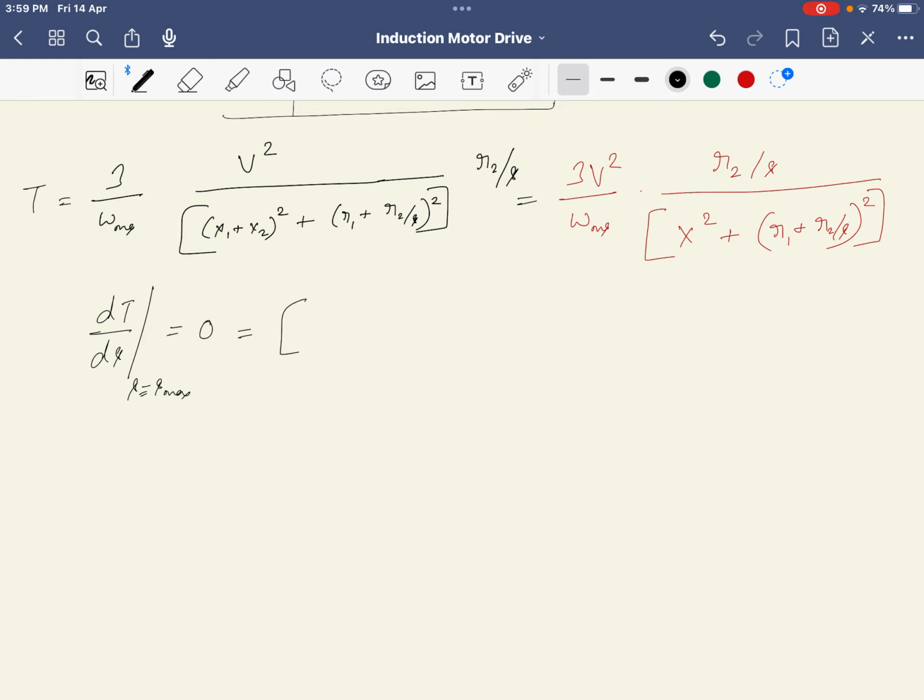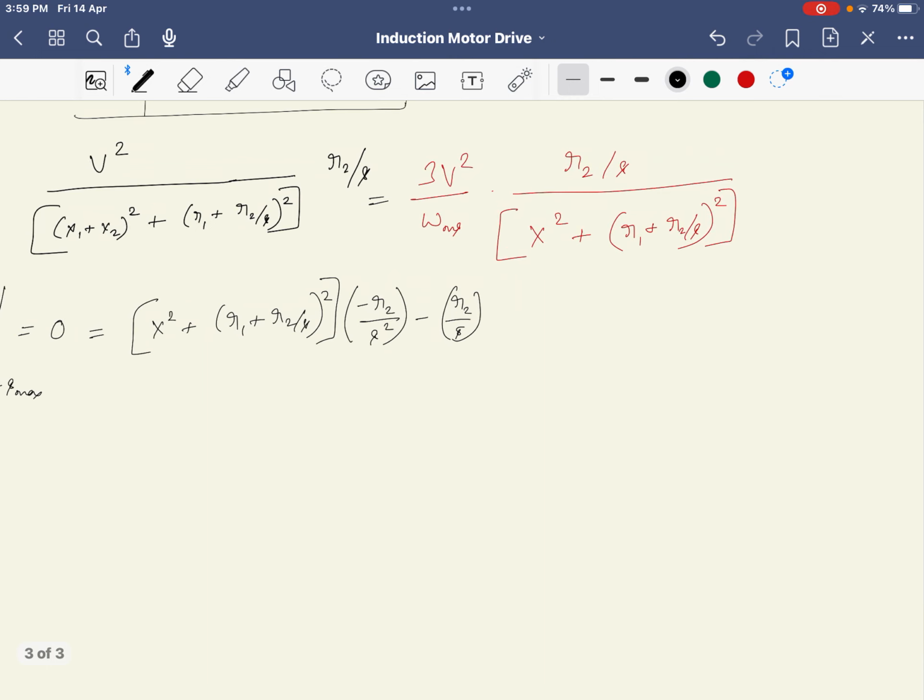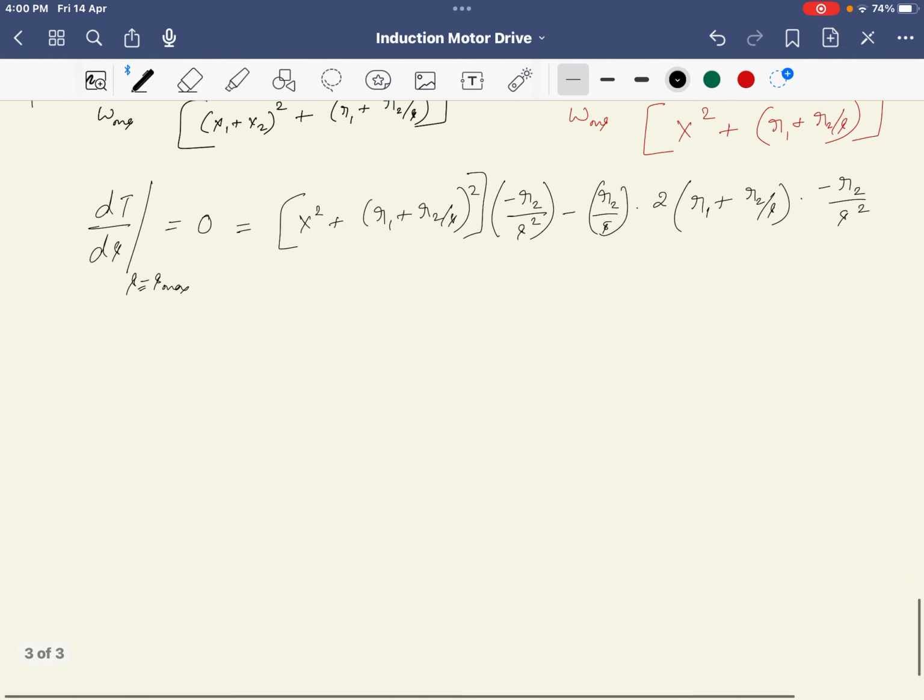So we do a basic derivation: lower X square plus R1 plus R2 by S whole square, times the derivative of the upper, that will be minus R2 by S square, then minus upper one R2 by S, then the derivative of the lower term, and that is 2 times R1 plus R2 by S into the derivative of this term. That is again minus R2 by S square. So this is what we get, and this is equal to 0. Lower term need not be written again.